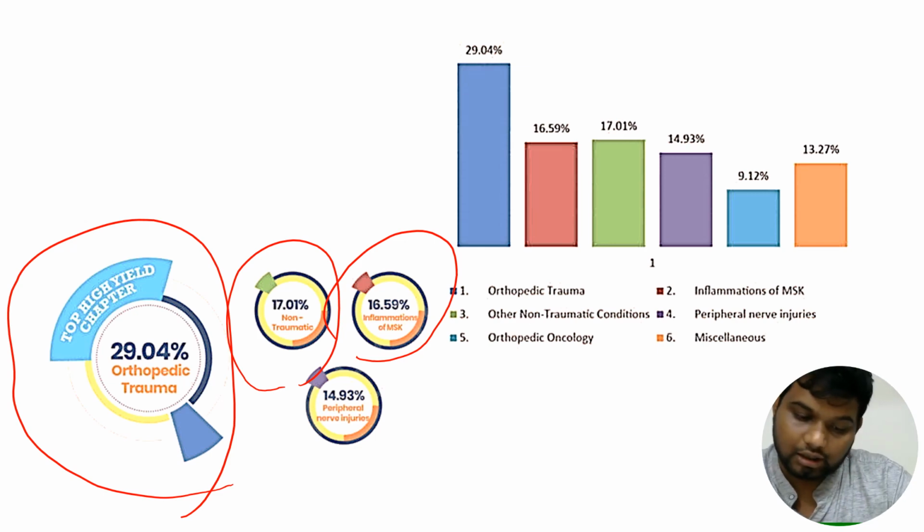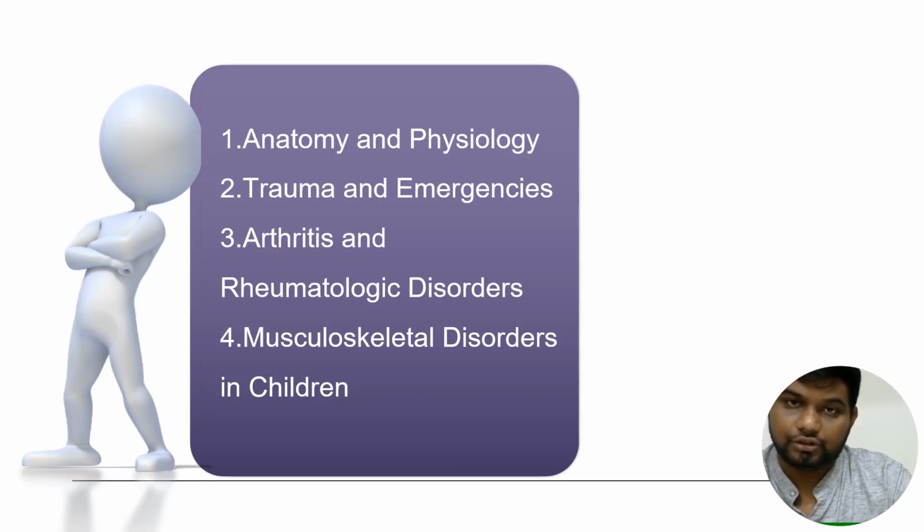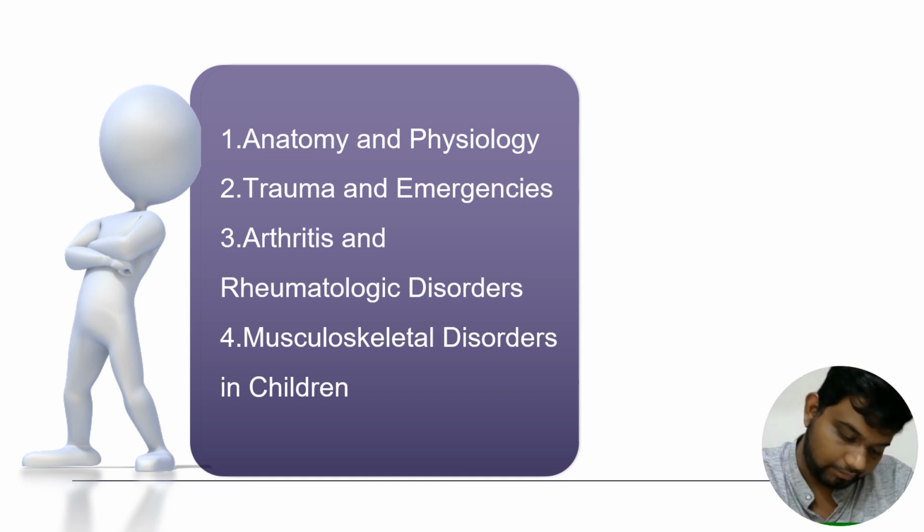We divide orthopedics into four major regions, people: anatomy and physiology, trauma and emergencies, arthritis and rheumatological disorders, and musculoskeletal disorders in children. These are the four major high yield areas we categorize orthopedics into. Among that, the very first one is anatomy and physiology.